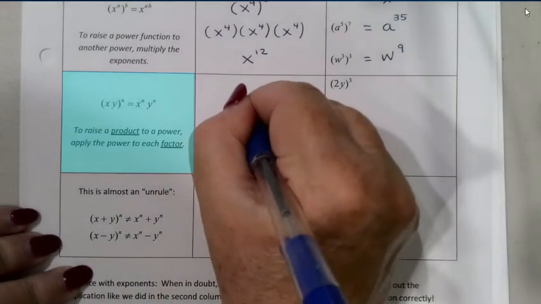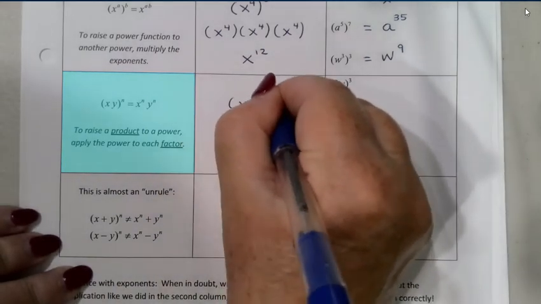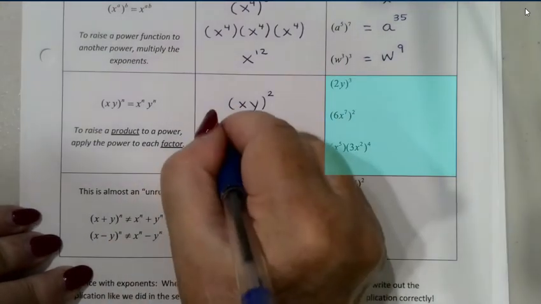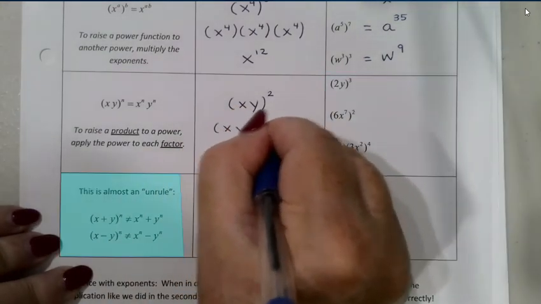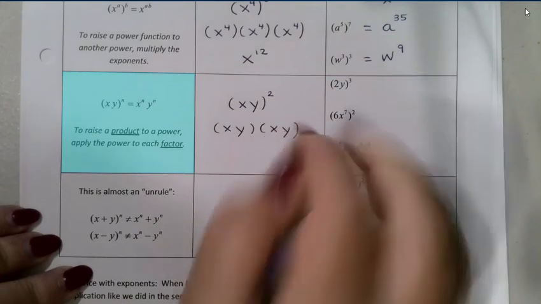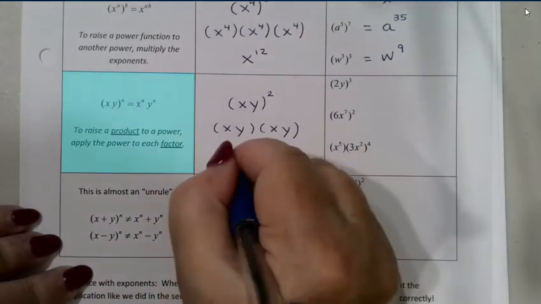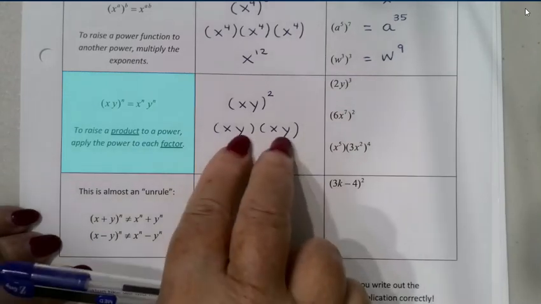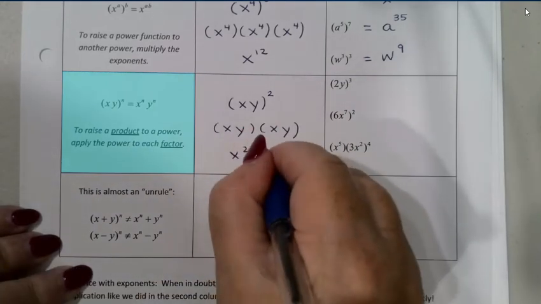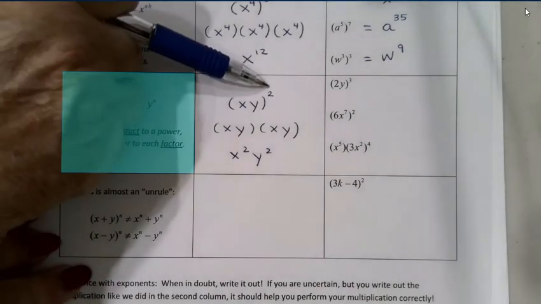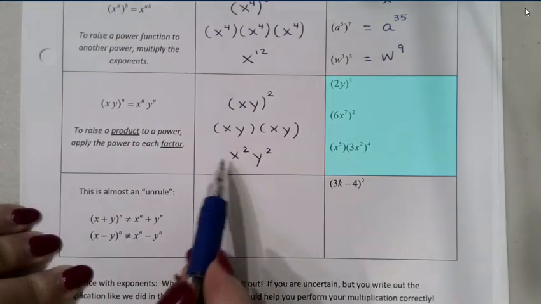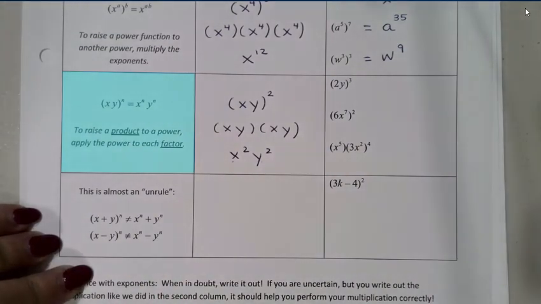If I had xy to the 2nd power, that really means xy times xy. I have 2 factors of x, so that's x squared. And I have 2 factors of y, so that's y squared. And indeed, that power of 2 ended up applying to both the x and the y.